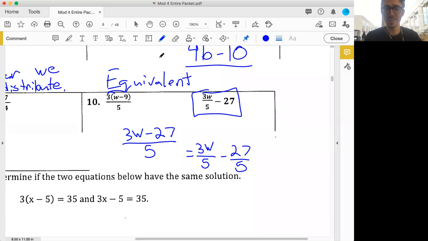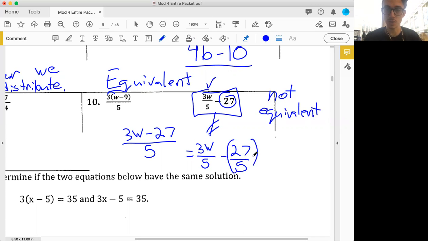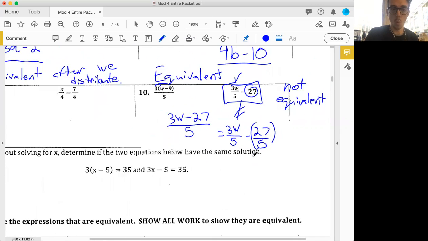So hopefully you're saying that these are not equivalent. Although they have the 3w over 5, they're subtracting 27 here, and it's not dividing by the 5. So we would actually say these are not equivalent. And again, that's because this is subtracting 27. This is subtracting this whole fraction of 27 over 5. That's why.